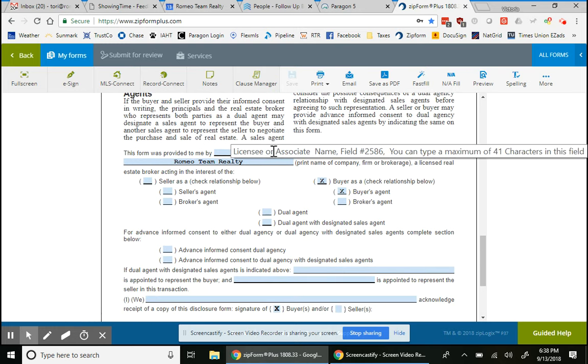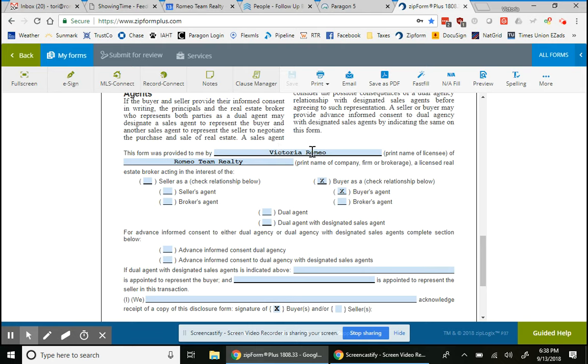If the global template, has anybody looked at this? Does the global template pre-populate my name? Yeah. Okay, so you'll have to change that, or I can change that so that it doesn't pre-populate that, but you'll obviously want to put your name. So, if it's Jennifer Yetter, okay, it'll be your name. It'll be the company name. So that will always say Romeo Team Realty. Okay.